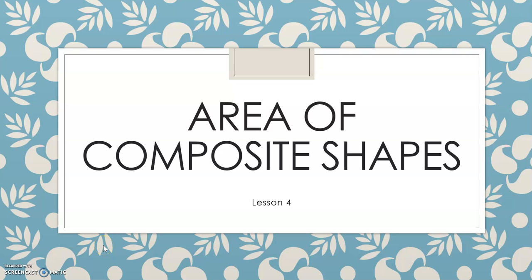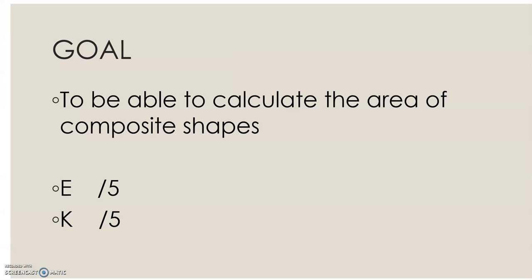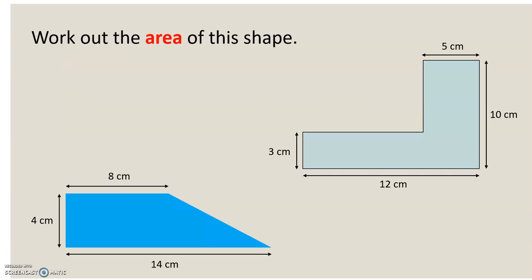Alright, so today's lesson is area of composite shapes. Last lesson we had a look at area of trapeziums, parallelograms and kites. And last term we've already looked at areas of triangles, rectangles, squares and circles. So composite shapes could be two or more of these shapes that we've learnt of put together to work out the area of this new shape. Our goal for today's lesson is to be able to calculate the area of composite shapes.